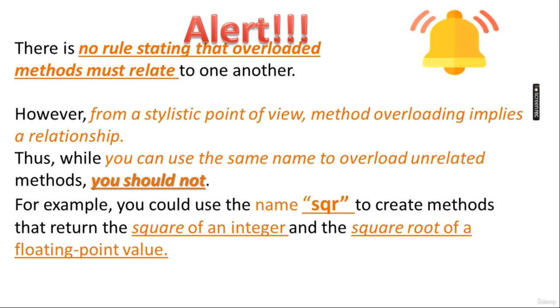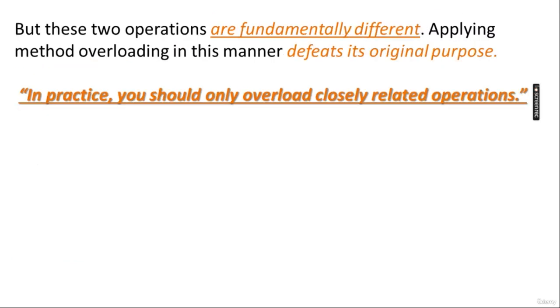For example, you could use the name square to create a method that returns the square of an integer and the square root of a floating point value. There is a difference between square and square root. You can use the same name, but you will not understand which function is actually squaring the number and which function is taking the square root of a number. These two operations are fundamentally different. Square is a different thing and square root is a different thing. If you apply method overloading in this manner, it will defeat its original purpose. So you should not use the same name for unrelated functions.